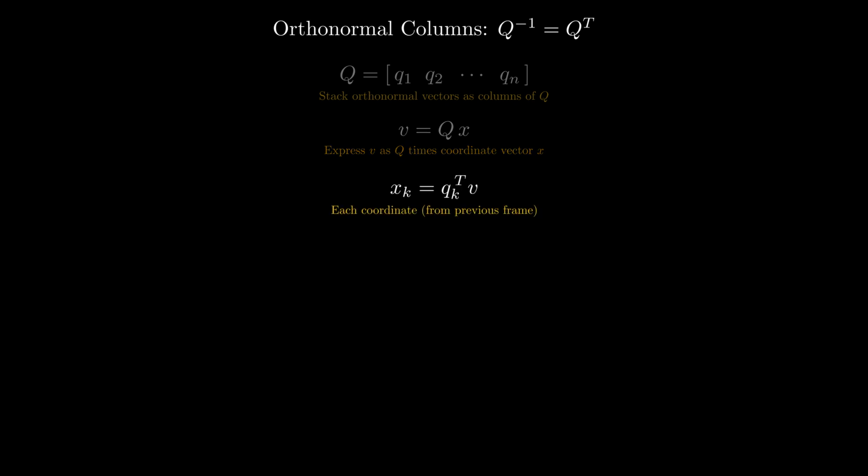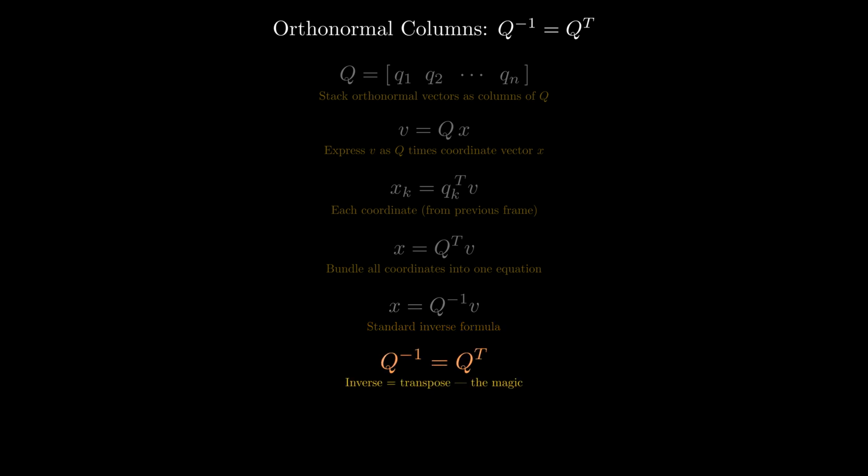Now let's stack those q vectors as the columns of a matrix Q. Then v equals Q times x, and we want to solve for x. From the previous frame, each coordinate is x sub k equals q sub k transpose times v. Packaging all those together, this means x equals Q transpose times v. Compare this to the usual answer, x equals Q inverse times v. Putting them side by side, we see that Q inverse equals Q transpose. Inverting a matrix simply by transposing it, that is the magic of orthonormal columns.